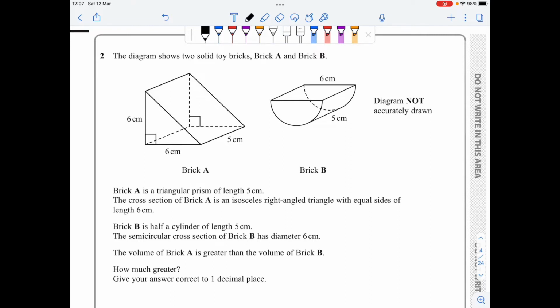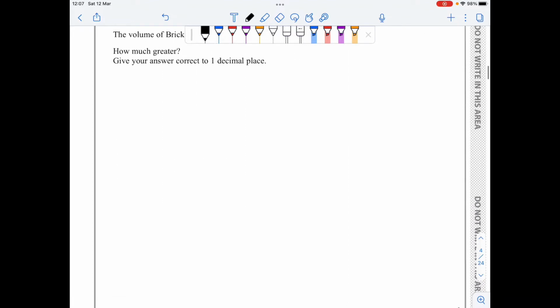In question two, I've got two prisms. I need to find the difference in their volumes. So let's first start by calculating the volume of shape A. Now the cross section is a right angle triangle. So I've got base times height over 2 times the length of this prism. So 6 times 6 over 2 times 5 will give me 90.